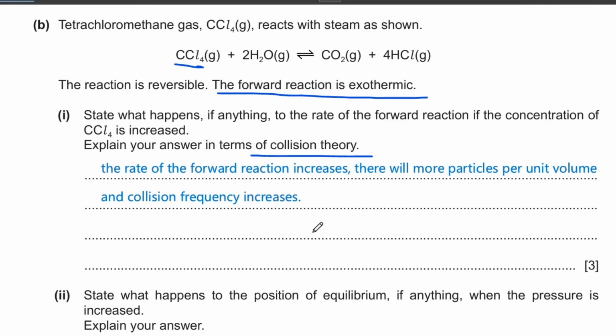You will lose a lot of marks because we are asked to talk about the collision theory. So you have to talk about collision, you have to talk about the rate of reaction, you have to also talk about the particles per unit volume. And also, do not make the mistake of thinking that the equilibrium will shift to the left or to the right. No, that's not what the question is asking us. The question did not ask us what happened to the position of the equilibrium. The question is asking us what happened, if anything, to the rate of the forward reaction. So that is what should be your concern. And in that case, the rate of the forward reaction increases, there will be more particles per unit volume, and collision frequency increases. 3 points, 3 marks.